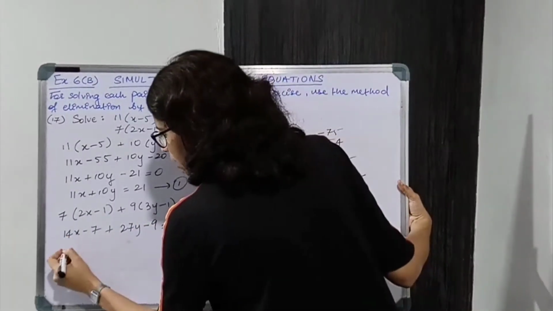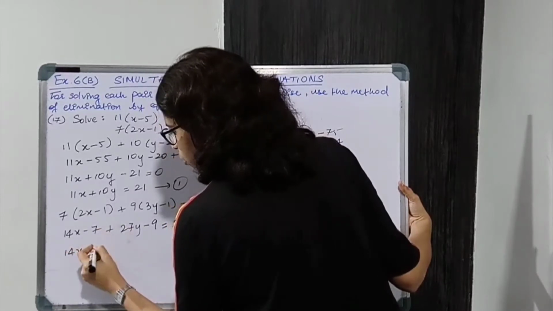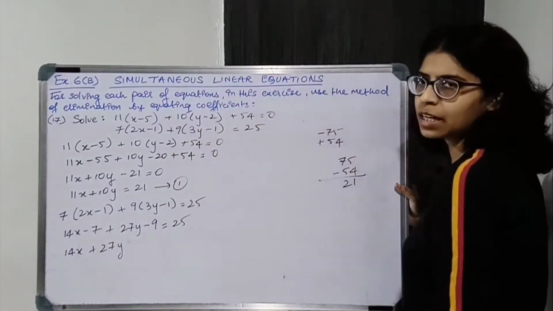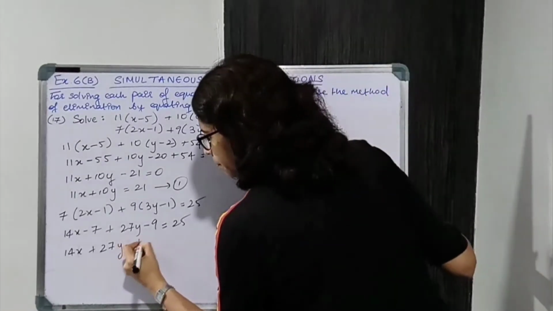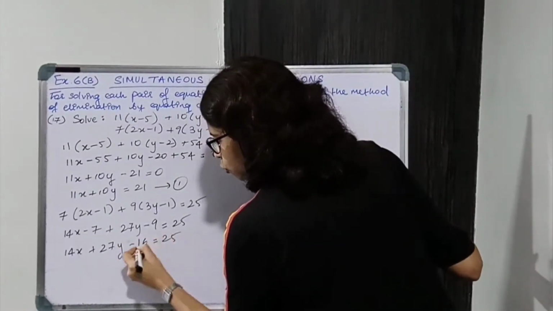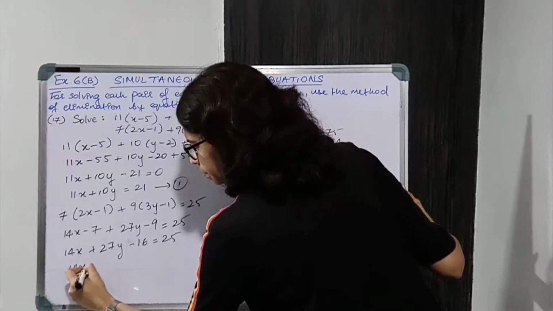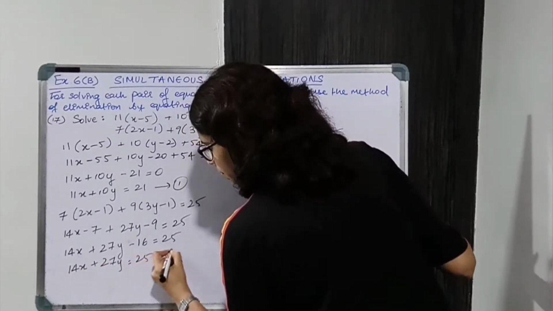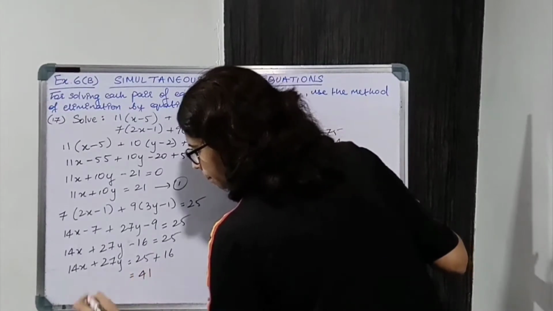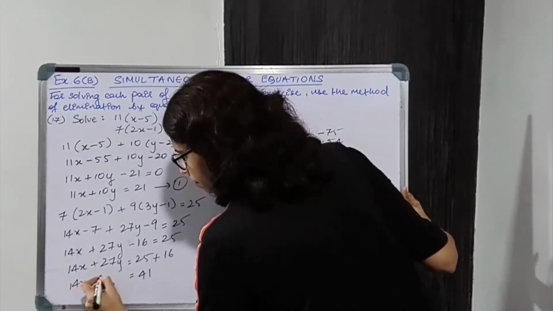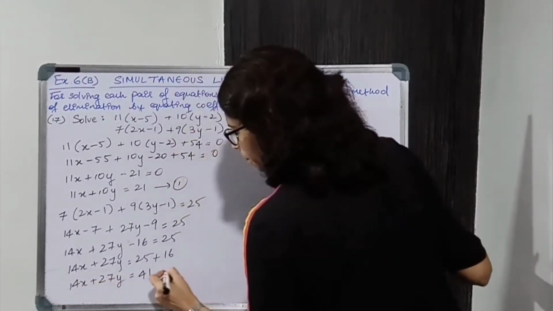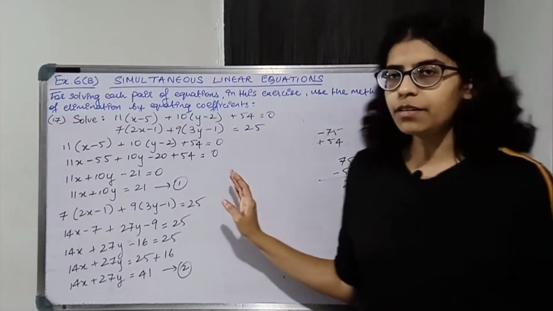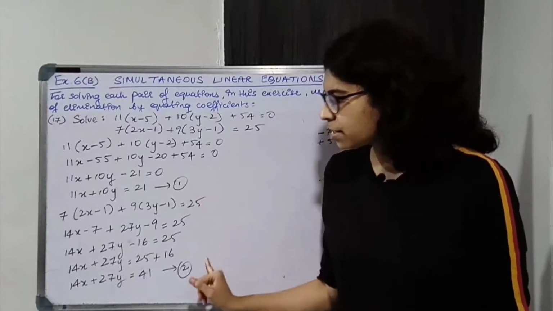X and y, let's bring it on one side and minus 7 minus 9 will give minus 16. Shifting minus 16 over here, we'll get plus 16. That will give 41. Okay. So over here we got two equations.